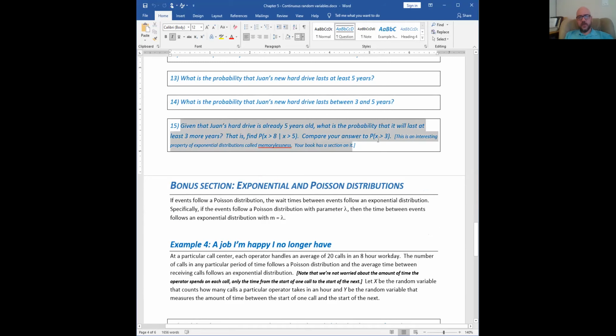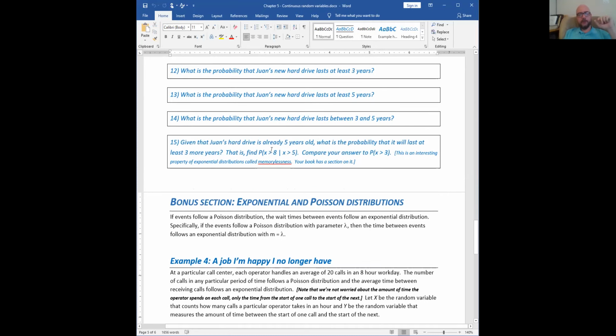I usually skip this one in class, but there's no real upper limit on time this time. So I'm going to talk about this for the next couple minutes, and then talk about the relationship between exponential and Poisson distributions. So if we know that Juan's hard drive is already 5 years old, what's the probability that it will last at least 3 more years? So given that x is greater than 5, so that its lifetime is greater than 5 years, what's the probability that it will last at least 3 more years? So at least 8 years.